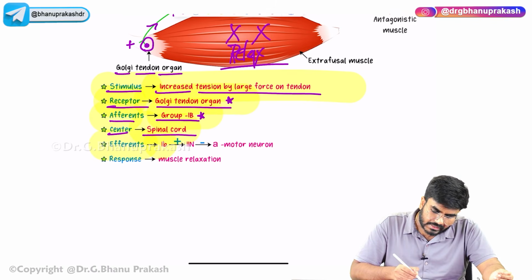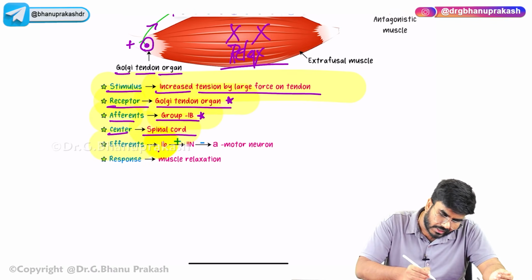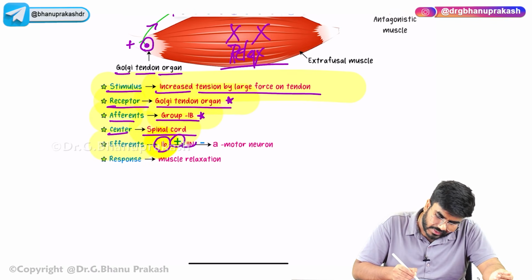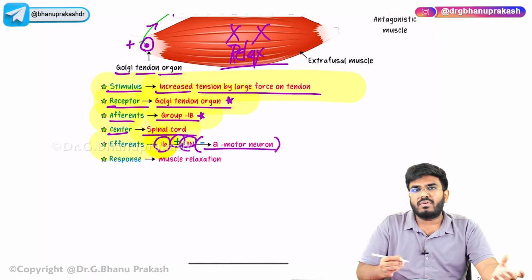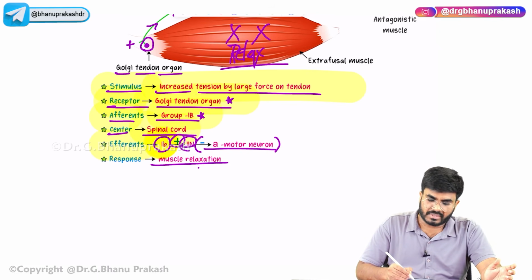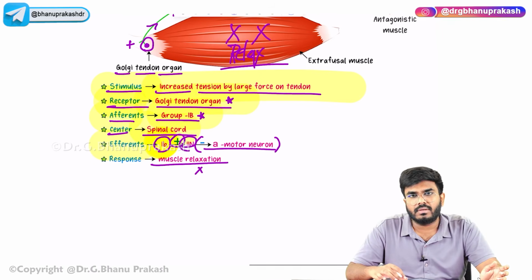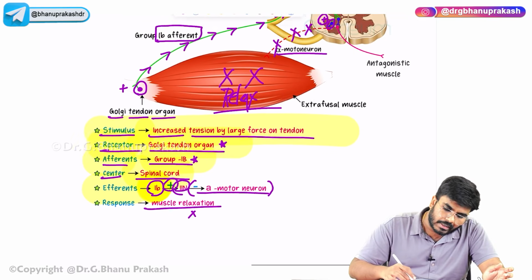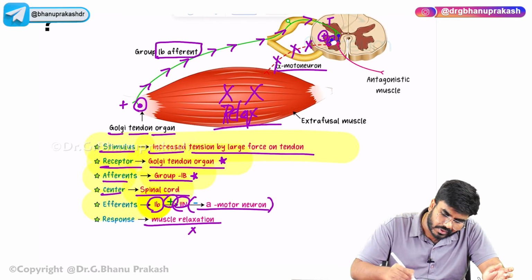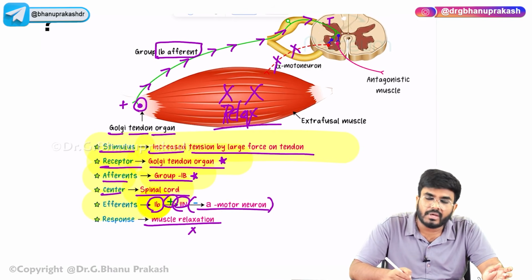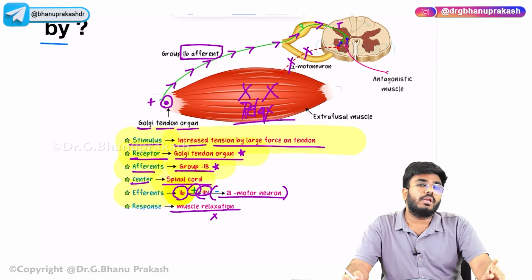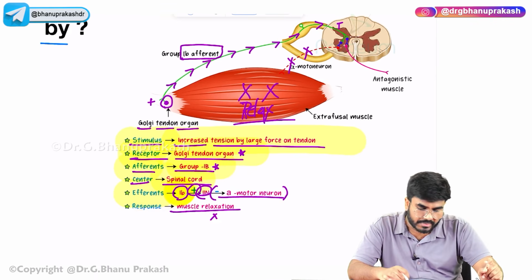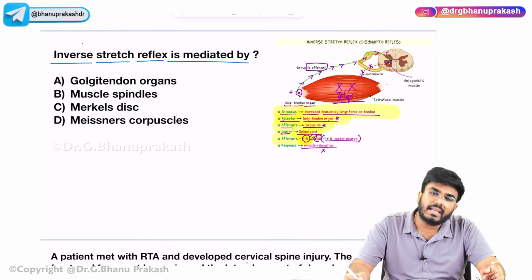And what are the efferents? Look carefully, the group 1B fiber is activating the inhibitory interneurons. The inhibitory interneurons release GABA and inhibit the alpha motor neuron. So once the alpha motor neuron is inhibited, that particular muscle will undergo relaxation. Here in this spinal cord, you are seeing two synapses, between the 1B fiber and the inhibitory interneuron, and between the interneuron and the alpha motor neuron. That's why this is called a disynaptic reflex.